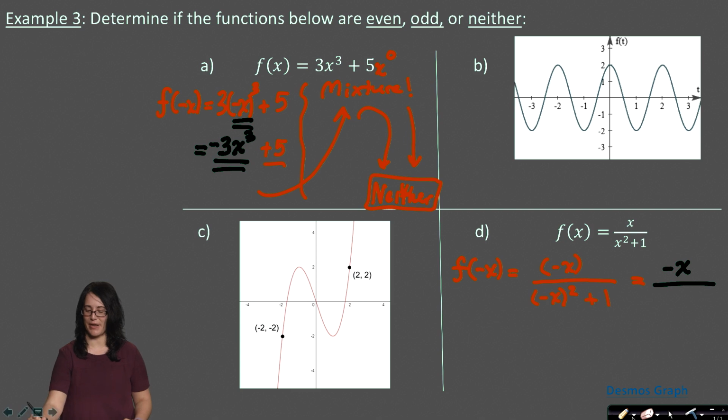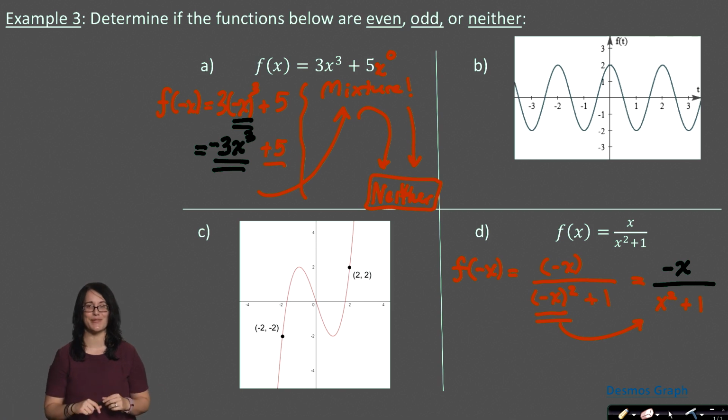What about the denominator, however? Now in that denominator, if you take a negative x and you square it, what happened? A negative times a negative is a positive, so this turns out to just be positive x squared, and then plus 1 is still plus 1. So the denominator remained unchanged.